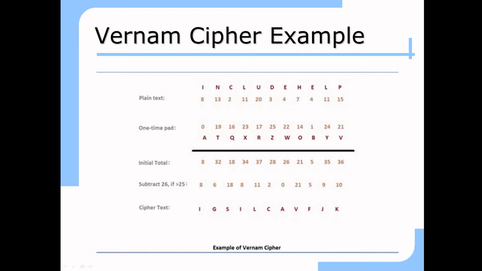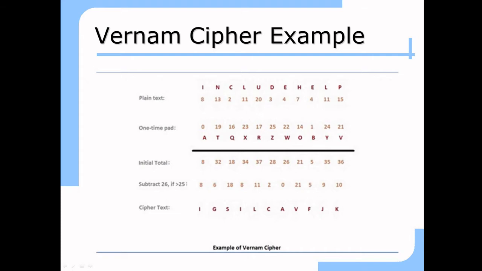So let us consider this is our plain text: INCLUDEHELP. Here we convert these values from A as 0 to Z as 25, which means A is 0, B is 1, C is 2, D is 3, E is 4, into numeric values.